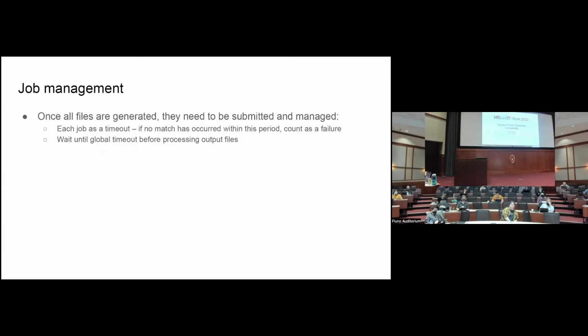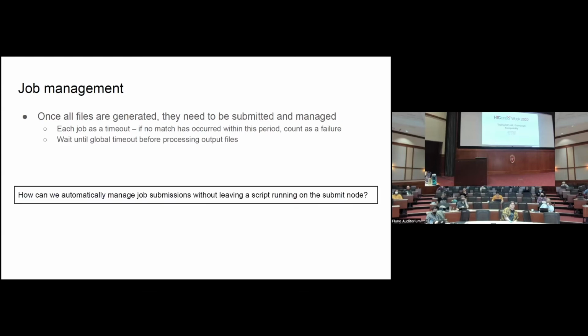So it might be tempting to just set up a Python script that does all the pre-processing, submits all the jobs, waits for that global timeout that I mentioned, and then does the post-processing. But we've decided on a timeout period of around 24 hours. To do that, we would have to leave a script running on the submit node, which is kind of in violation of the philosophy of what submit nodes are meant to do. So we'd like to find some way to do all this job management without leaving something running on the submit node. So how do we do that?